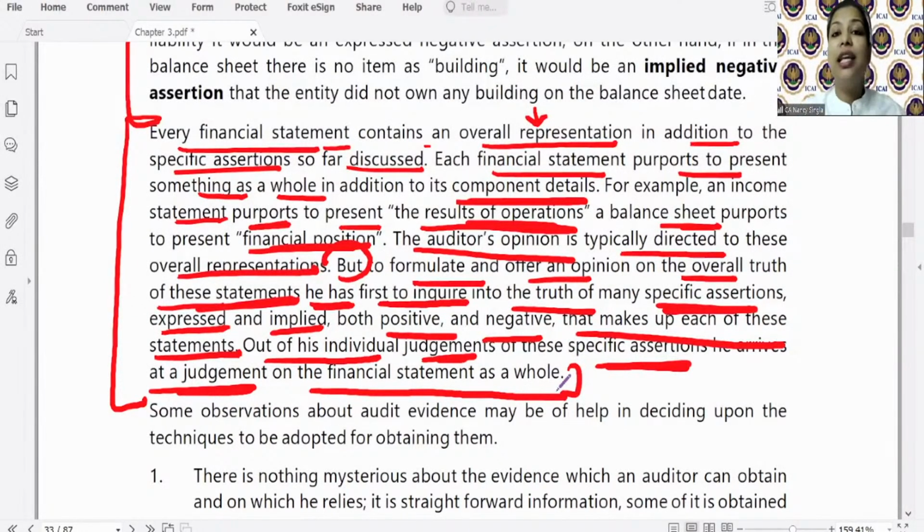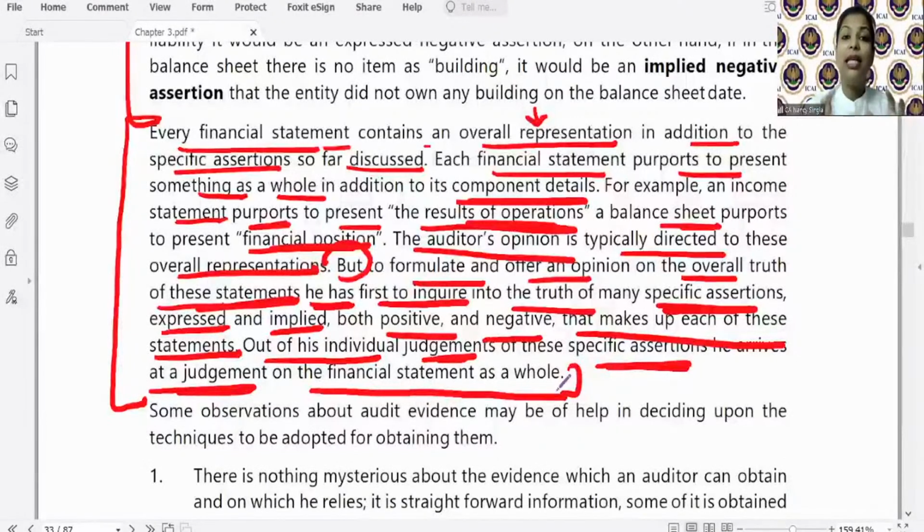At the assertion level checking करेंगे by conducting substantive procedures, be it test of detail, be it substantive analytical procedure, or a combination of both. Once the auditor draws conclusions with respect to each and every assertion, he is in a position to give an opinion on the financial statement as a whole.